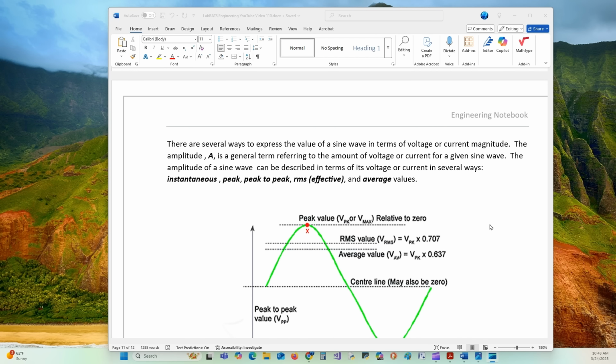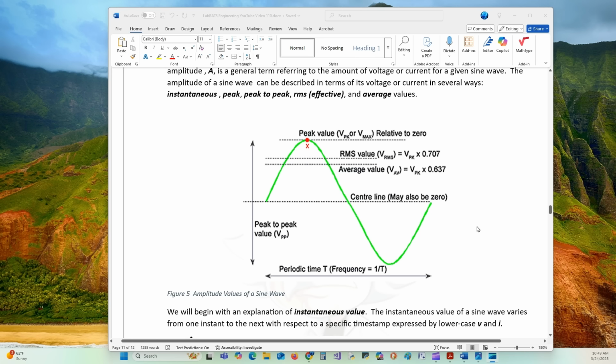There are several ways to express the value of a sine wave in terms of voltage or current magnitude. The amplitude A is a general term referring to the amount of voltage or current for a given sine wave. The amplitude of a sine wave can be described in terms of voltage or current in several ways: instantaneous, peak, peak-to-peak, RMS, which is also referred to as effective, and average values, as you can see in the graph here.